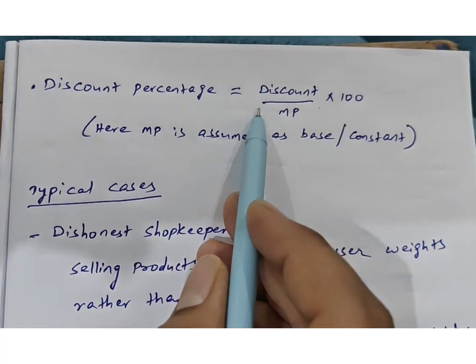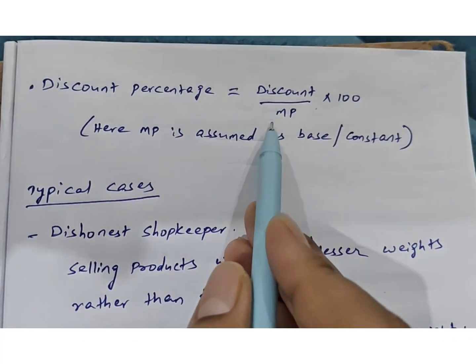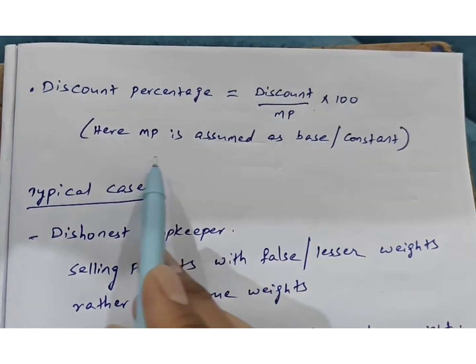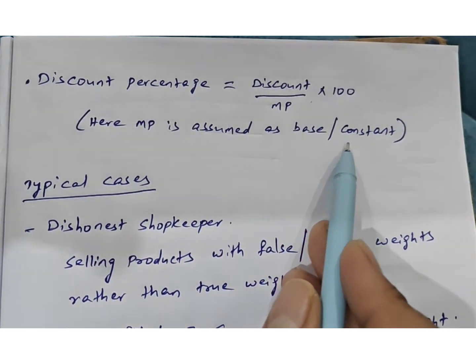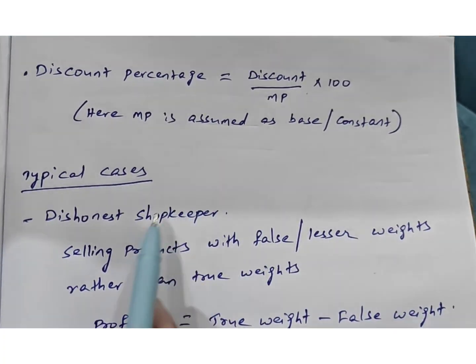For calculating the discount, discount percentage is equal to discount price by market price into 100. Here, market price is assumed as a base or constant.